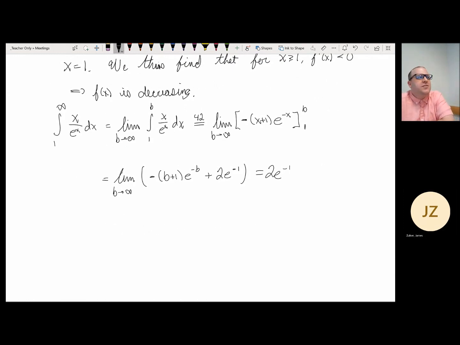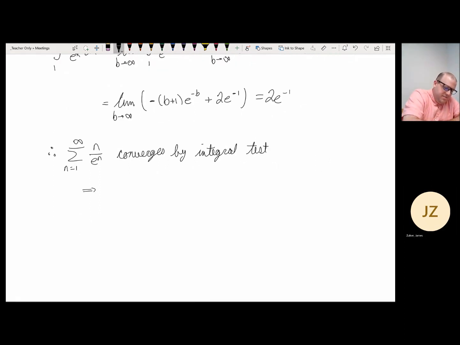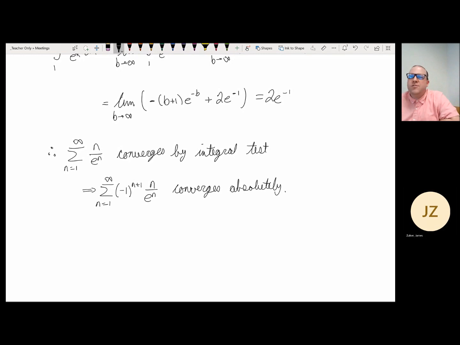That equals 2e^(-1), or 2 over e. So the series we were examining converges by the integral test, which means our given series converges absolutely.